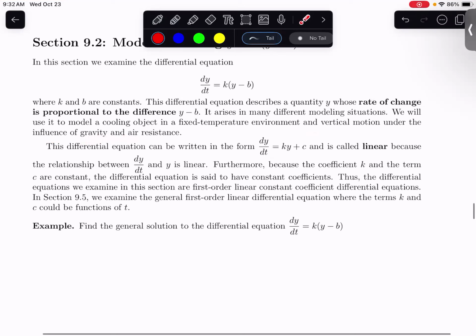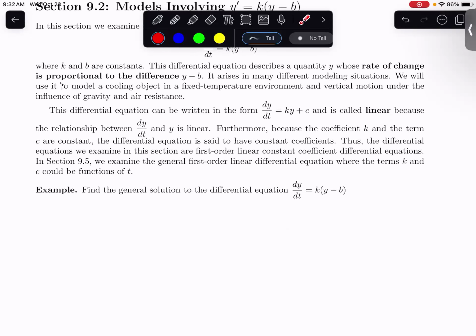Okay, and so this differential equation can be written in the following form. If you multiplied everything out, you have dy dt is equal to k times y plus some constant. The constant would be minus b times k. For this reason, it's called a linear differential equation because the relationship between dy dt and y is linear.